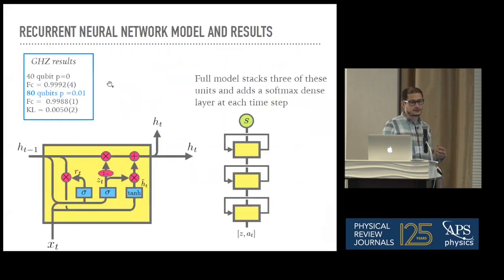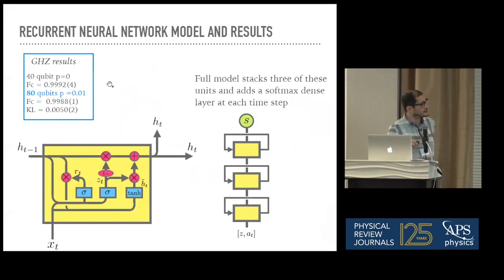But then we wanted to scale the whole thing. We wanted to study GHZ states that go beyond what we can do with the traditional approaches, right? That was for 2 qubits, but we wanted to go to, I don't know, 40 or 80 qubits. And we weren't able to do it with the restricted Boltzmann machine.